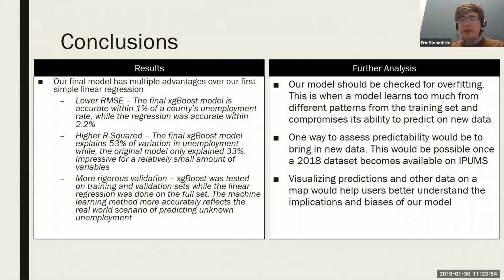So that about wraps up my presentation and my use of the XGBoost machine learning model to predict unemployment. Can I answer any questions people might have about my analysis? Eric, fantastic. Thank you.